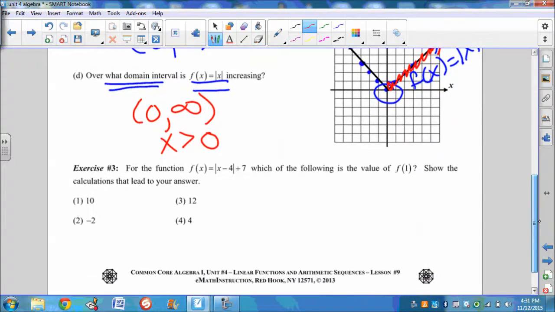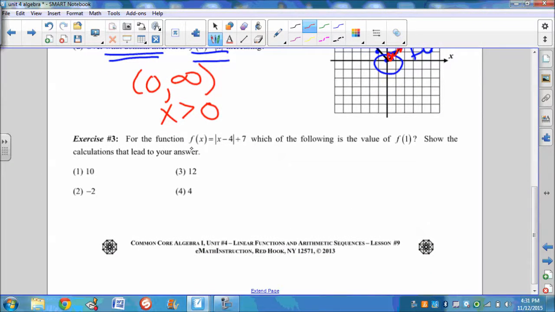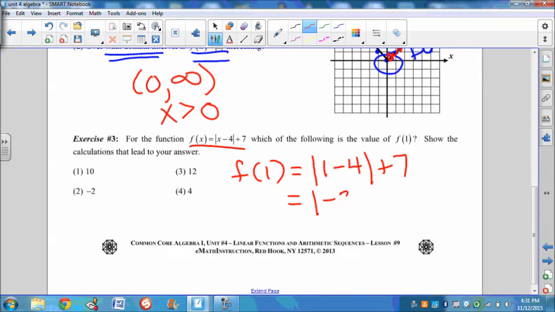Now let's get a little fancier with this function. We still have an absolute value function, and they want us to evaluate f of 1. If I put 1 in for x, -4. If I think about this in terms of steps, it's just like parentheses. Evaluate what's inside the absolute value first, and then continue on from there. So that's 3 plus 7. So my output is 10.